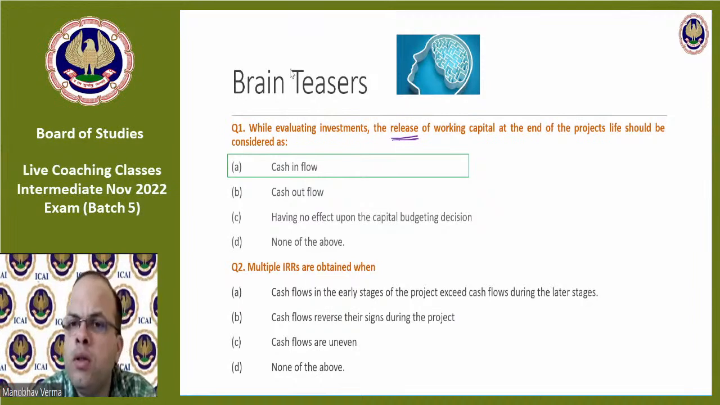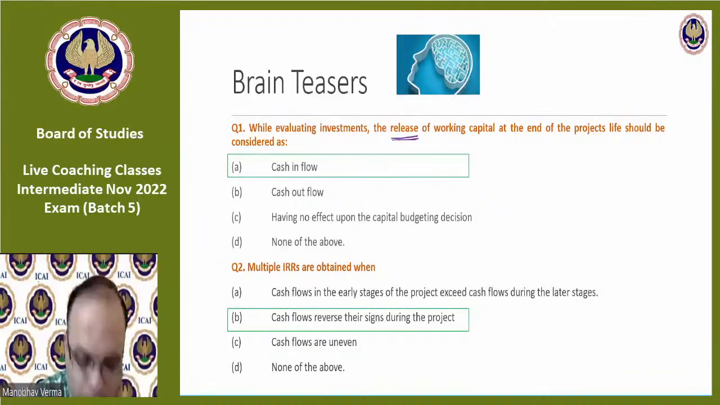So question number 2 talks about multiple IRRs being obtained. Guys, I told you when the multiple IRR happens. When there are outflows at multiple stages in the project, or in other words, can we say that the cash flows reverse their signs? I would go with option number B, guys, because just because my inflows or future inflows are uneven cannot be a multiple IRR, guys. Some of you mentioned option number C. I don't think so. It has to be option number B, guys.